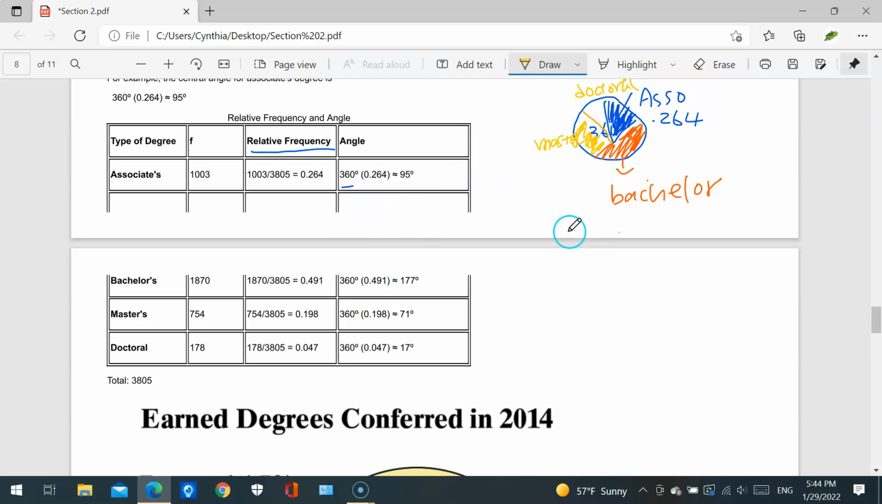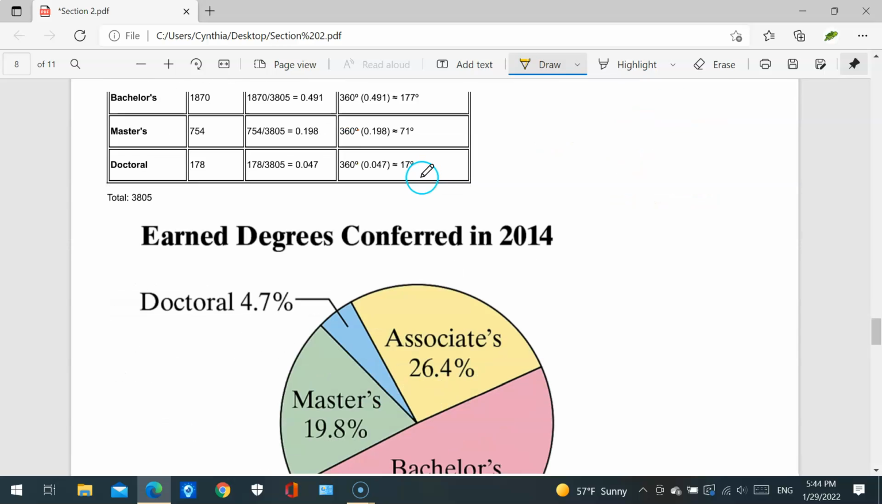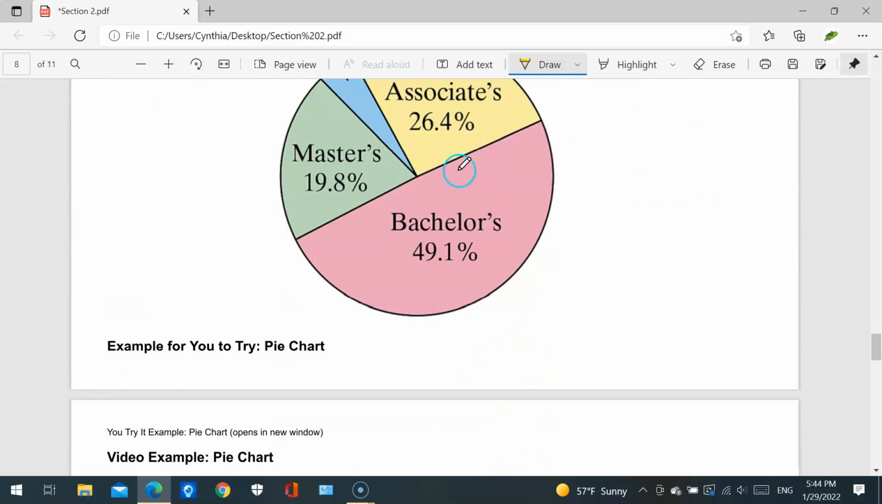So using the pie chart, number one, you need to add all the frequency numbers together to get the total frequency. And then you find the relative frequency. After that, you multiply the relative frequency by 360 degrees. Then you'll get the area of the sector, how much it occupies of the entire circle. So this is a pie chart.